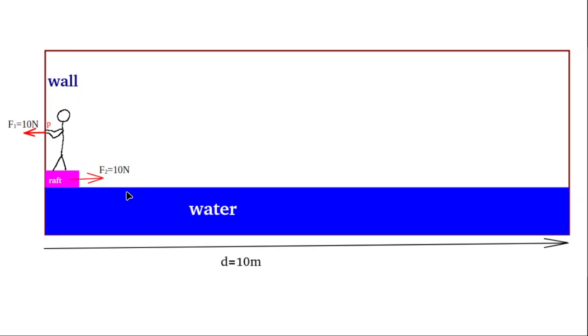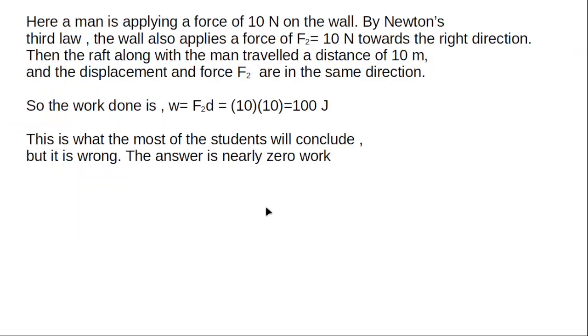Force and displacement here, F2 and D, are in the same direction, so angle theta is equal to 0, cos 0 is equal to 1, so work done is equal to F D, F2 into D, is equal to 10 into 10, is equal to 100 joules. This is what almost 99.99% of students will say: work done is equal to 100 joules, but it is wrong.